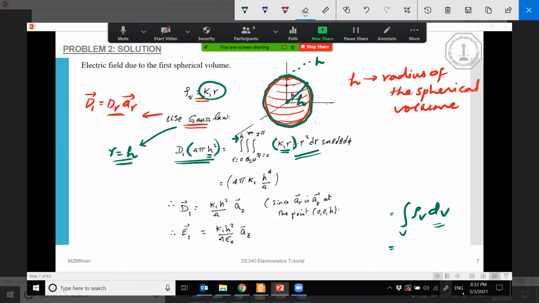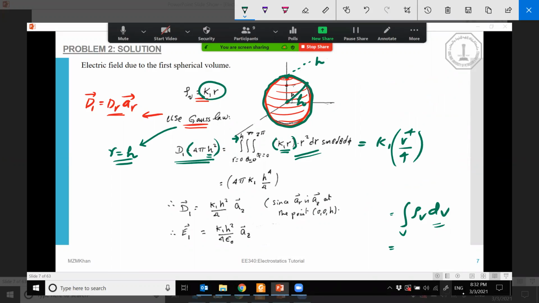Yes, so the direct answer is written here, but you can do it properly. So it will be K1 times r cubed, which means r to the power 4 over 4 from 0 to h. Then sine theta: the integral of sine theta is minus cos theta, and theta is from 0 to pi. And for phi, there is nothing, so its integral will be just phi from 0 to 2 pi.